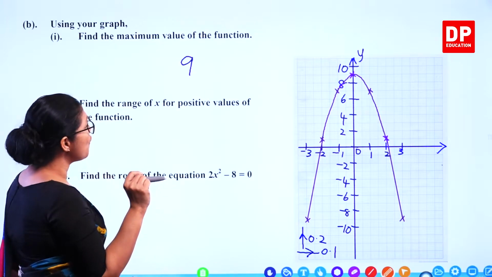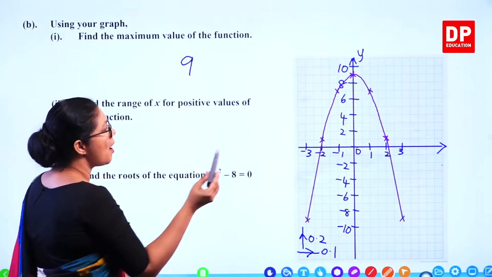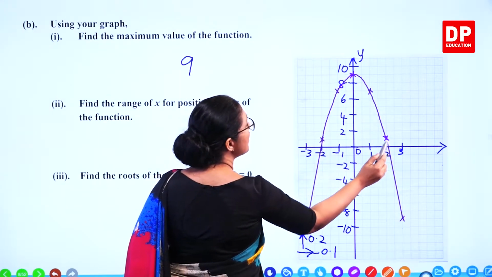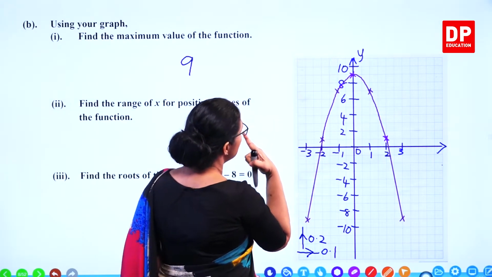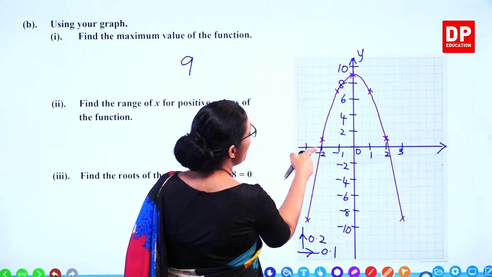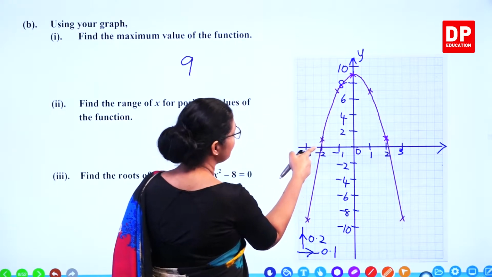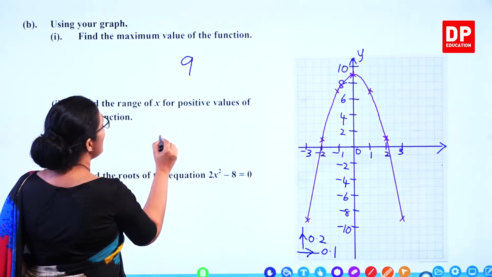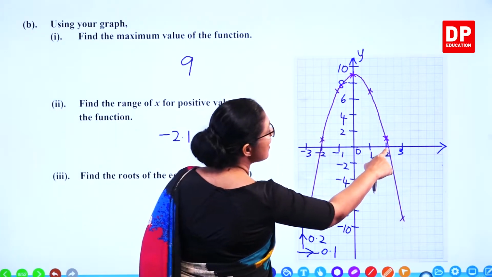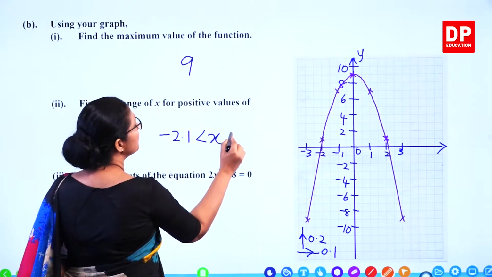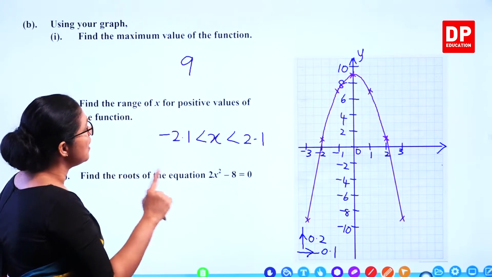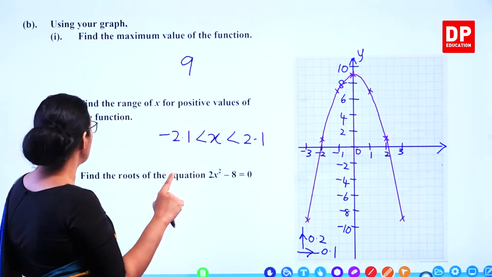Find the range of x for positive values of the function. Positive values of the function means above the x-axis. Here to here. So what are the values? This is like -2.1, and here this is like positive 2.1 because 1 square means 0.1. So in between -2.1 and 2.1.